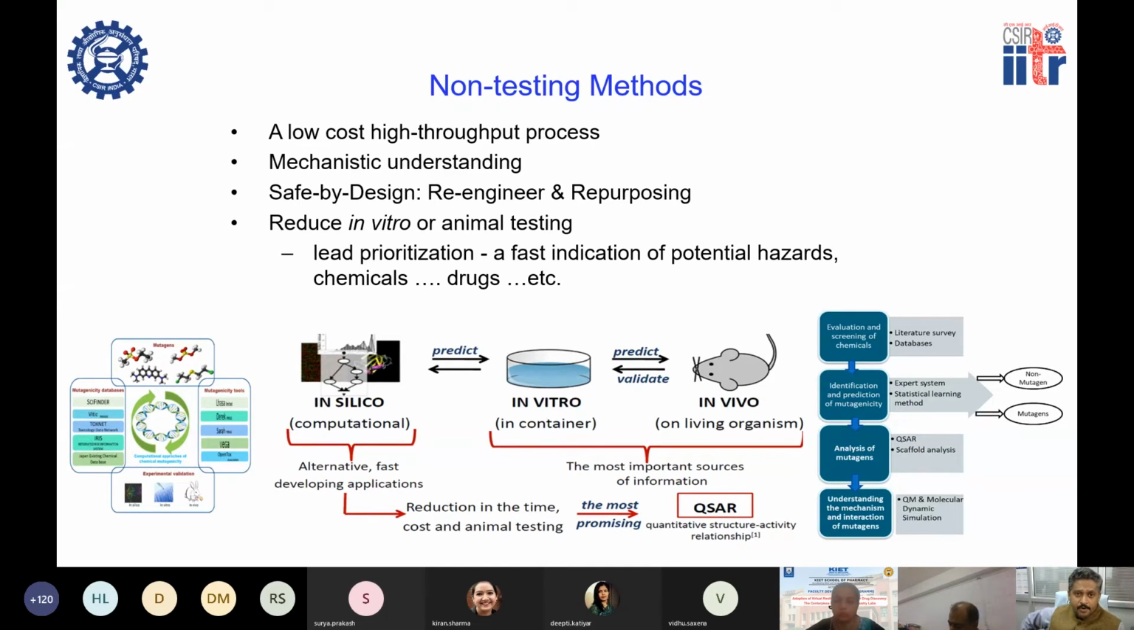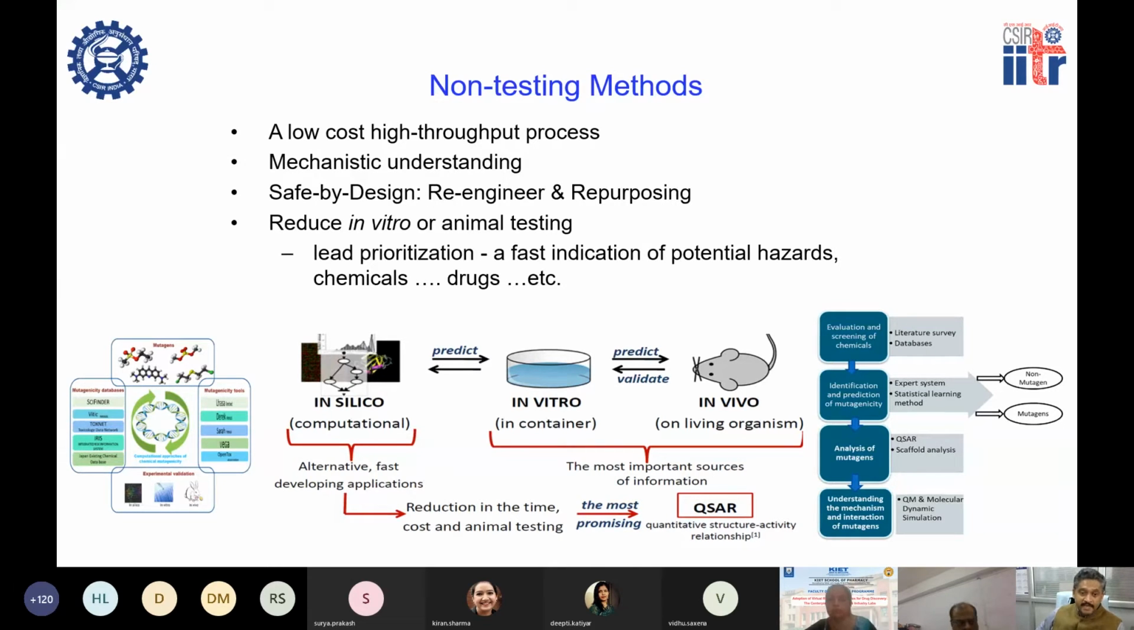To reiterate, the computational process of testing is low cost and high throughput. It also provides a mechanistic understanding: how a compound is going to interact, what the target sites are, which residues it is going to interact with, and what transformations happen. Not only this, if a particular group is causing some kind of adverse effect, you can redesign it.